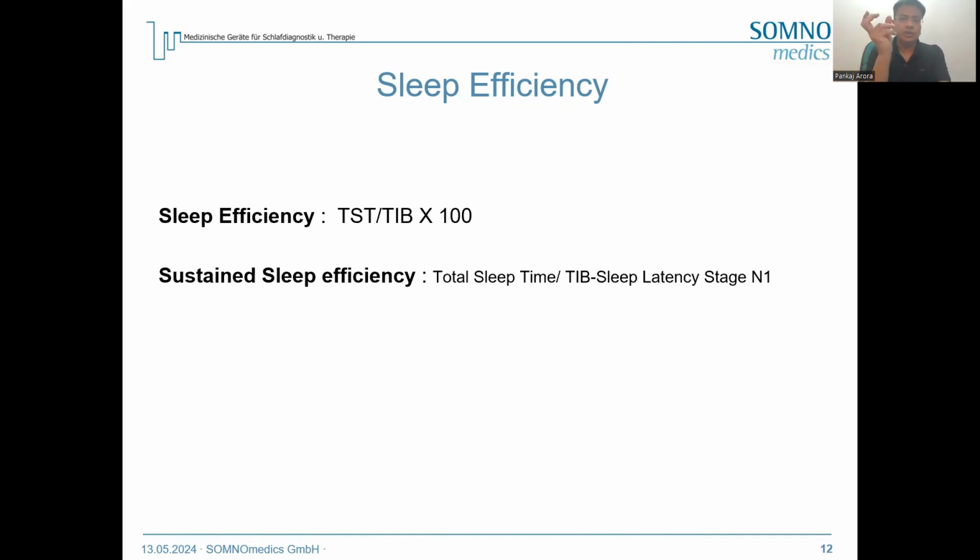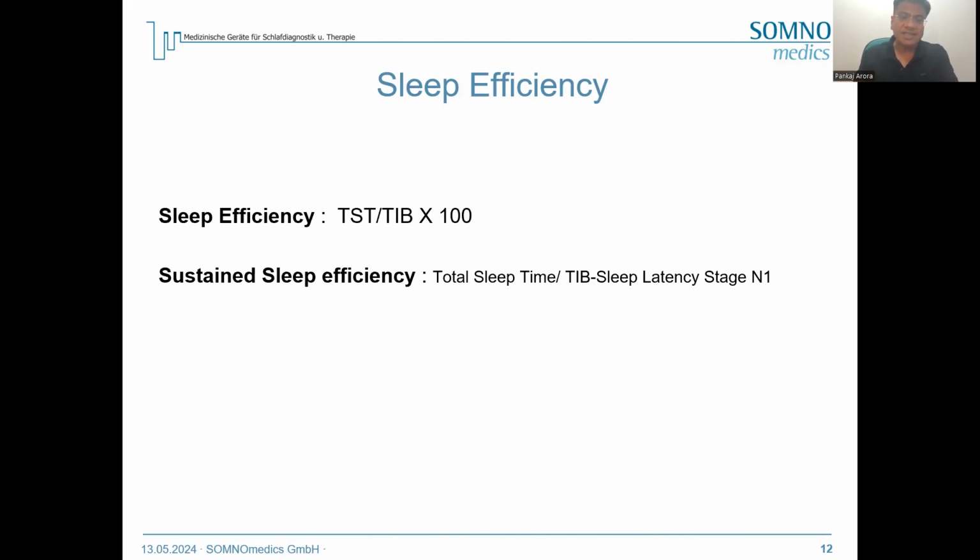So for example, a person has slept for 100 minutes. That is total sleep time. And time in bed, he was in bed from lights off to lights on, for 200 minutes. So 100 by 200 into 100: 100 by 200 is 0.5, into 100, 50% was the sleep efficiency. So in this particular case, as an example, 50% was the sleep efficiency because he slept for 100 minutes, but his time in bed was 200 minutes.